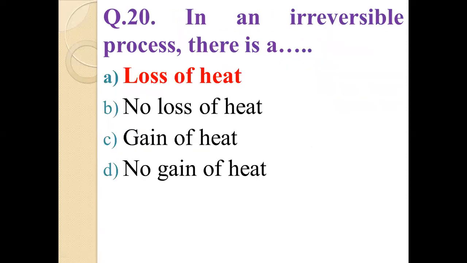Now question number 20. In an irreversible process, there is, what is the irreversible process? Reversible process, friend. Irreversible process means there is loss of heat, loss of energy. There is loss of heat or loss of energy. So option number A is correct. There is loss of heat. Option number B is opposite to option number A, so this is not the answer. Gain of heat also is not the answer. No gain of heat also. So the correct answer is loss of heat.